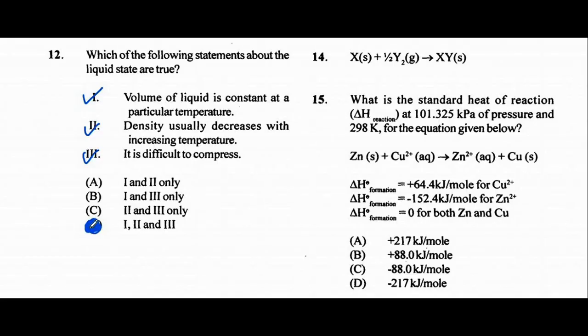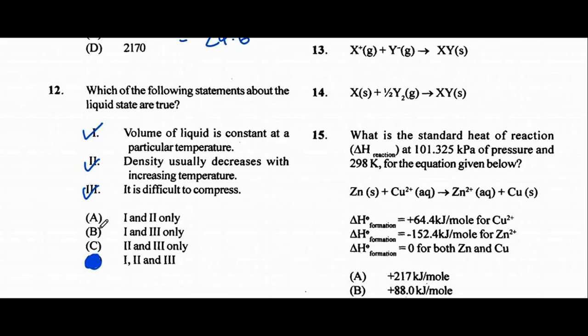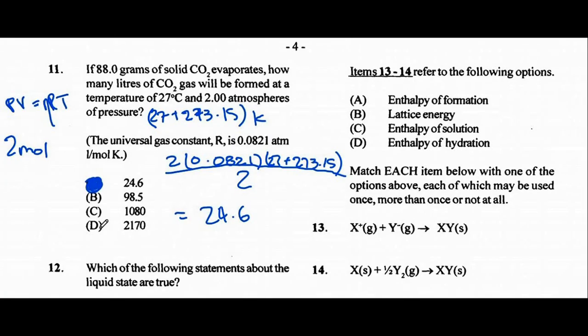Alright, let's move back to 13. Okay, you need to know the definition for these. Enthalpy of formation, lattice energy, enthalpy of solution, enthalpy of hydration, enthalpy of atomization. All of those, you need to know them. So, items 13 to 14, and bond energy. They're probably more, but I can't remember right now. Refers to the following options.